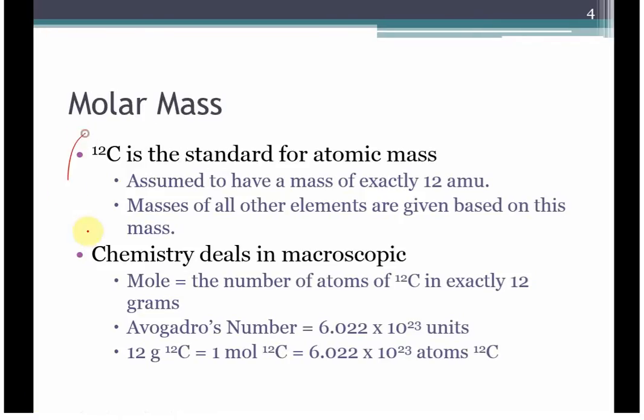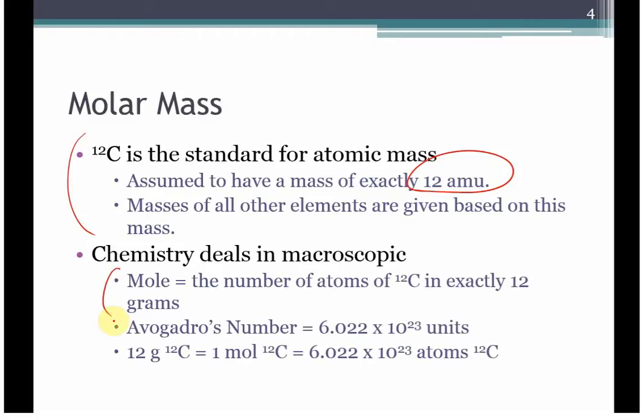Now, remember a few minutes ago, we said carbon-12 is the standard for atomic mass. It's assumed to have a mass of exactly 12 AMUs. This is important because it's the basis for calculating all atomic masses on the periodic table. Now, those atomic masses are really in grams, and we want to deal with the macroscopic in chemistry. We don't want to talk about an atom or a few atoms, because there's only a few microscopes in the world that can actually monitor that. So instead, we want to deal with a quantity that is relatively large and visible to us with the naked eye. So we do that with the mole.